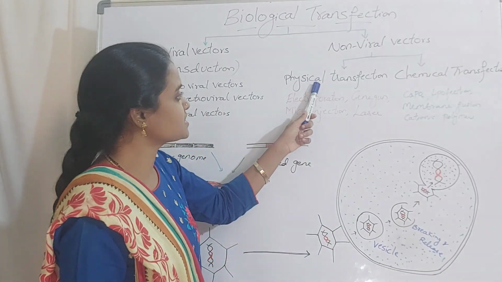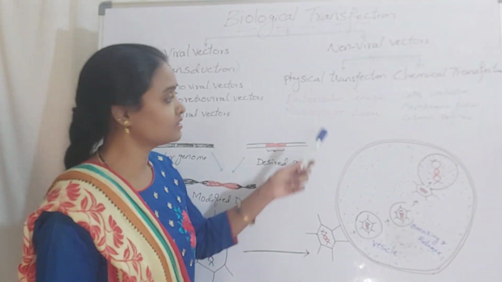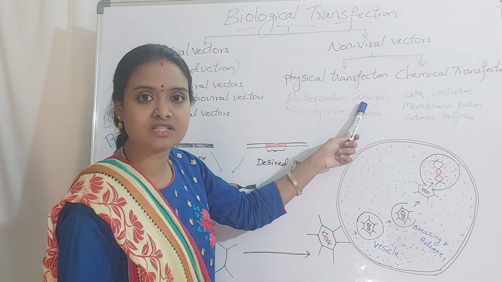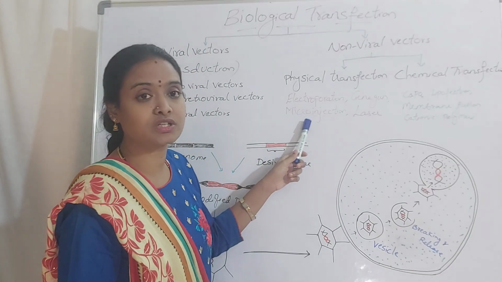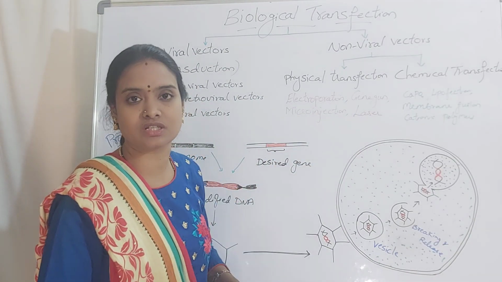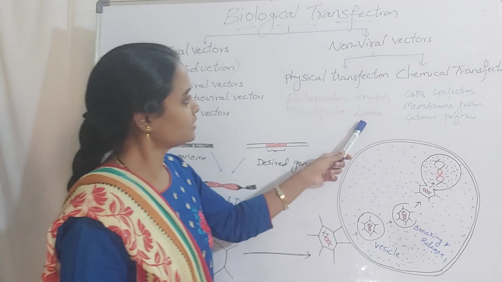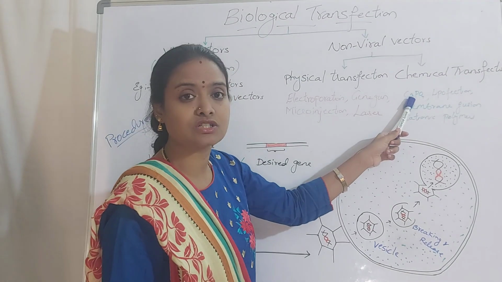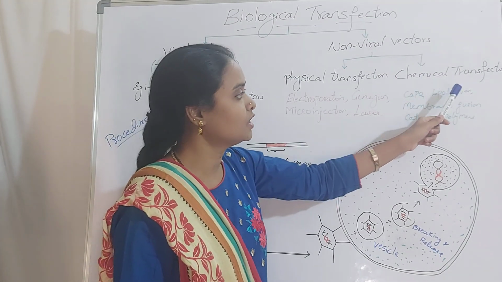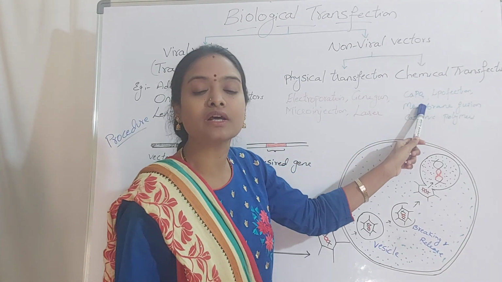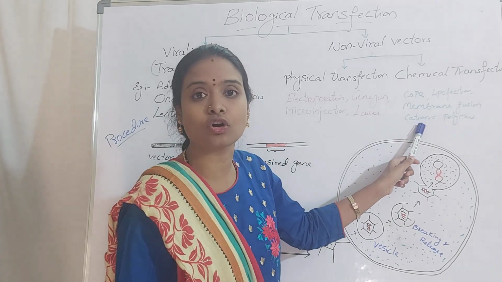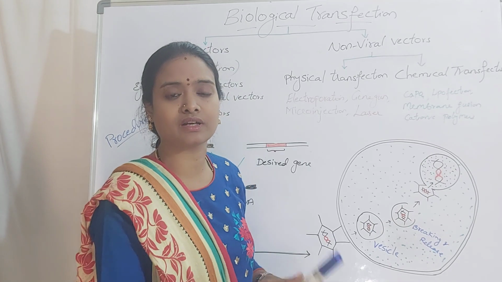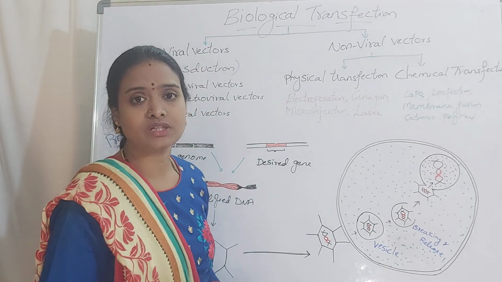Right? Under physical transfection, we have studied in detail the electroporation method, gene gun or biolistic method, microinjection and laser mediated gene transfer techniques. And under chemical transfection, we have discussed the calcium phosphate precipitation method, liposuction method, membrane fusion method and cationic polymers, which are used to transfer or integrate the gene into the animal cell.